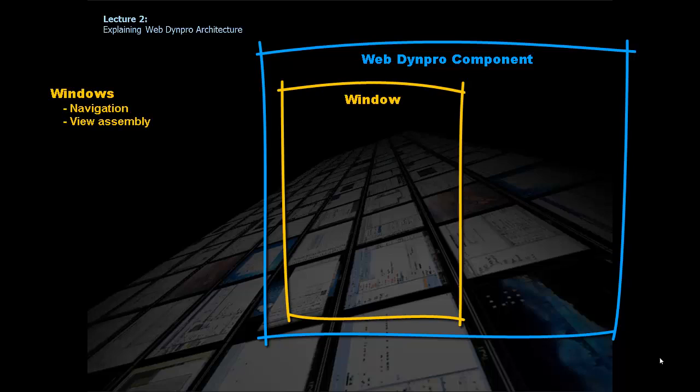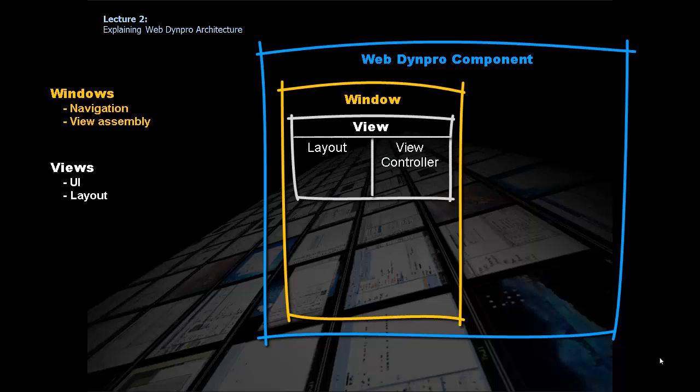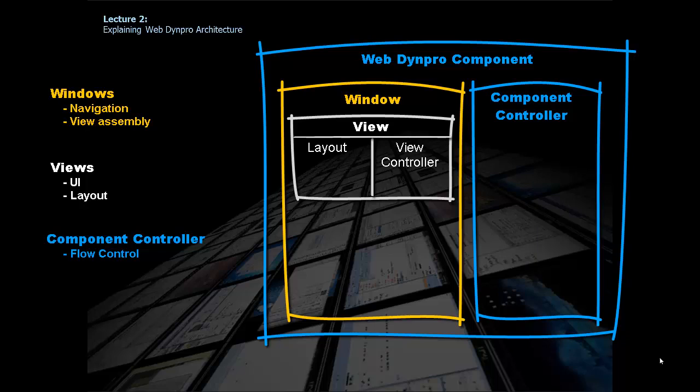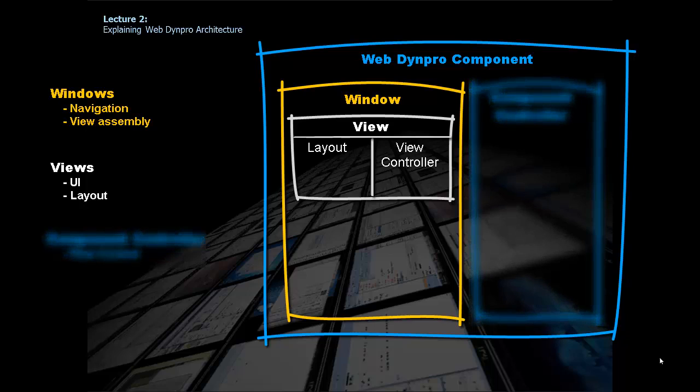Windows for navigation and combination of views. Views. The views are the UI and they contain a layout. And there's the component controller responsible for the flow control. So the entities related to the UI are windows and views.